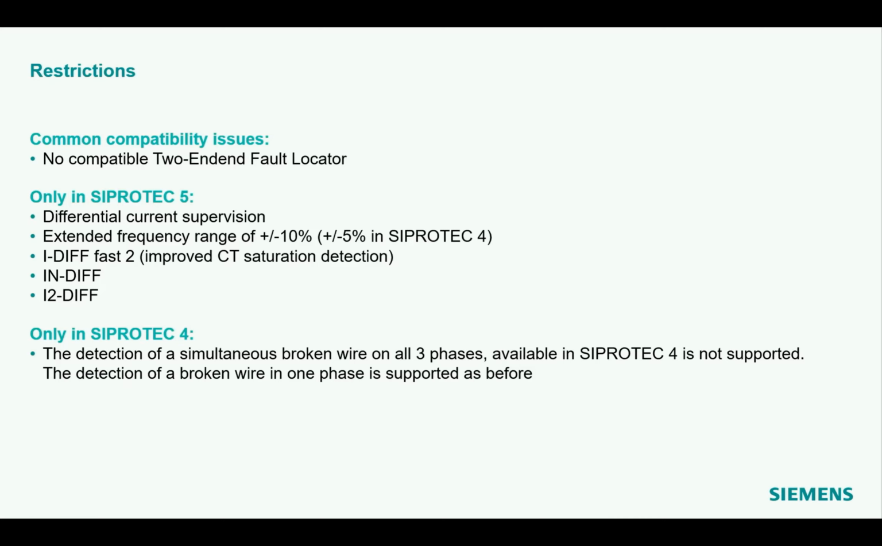Available only in SIPROTEC 5, and as a consequence, therefore not available in the SIPROTEC 5-SIPROTEC 4 combination, are the following points. Differential current supervision, the extended frequency range of plus minus 10%, 5% more than SIPROTEC 4, the improved IDIF fast stage, IDIF fast 2, the IN, and the I2 negative sequence differential protection stages.